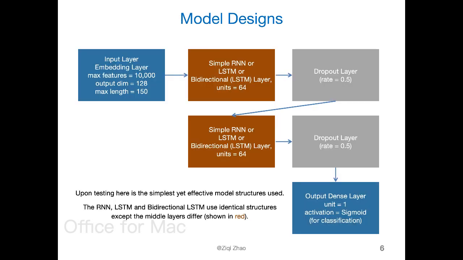The model designs were actually fairly simple after a series of trial and error. So we first have an input layer, which is the embedding layer with max features of 10,000, 128 output dimensions, so we are trying to have some sort of dimensionality reduction, and a max length of 150. So we just keep two layers that will either be an RNN, an LSTM, or a bidirectional LSTM.